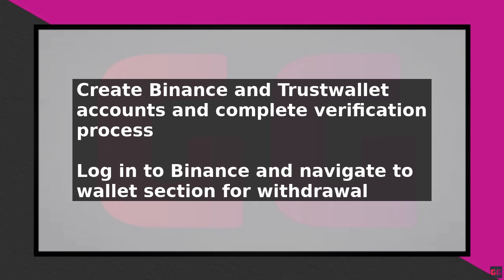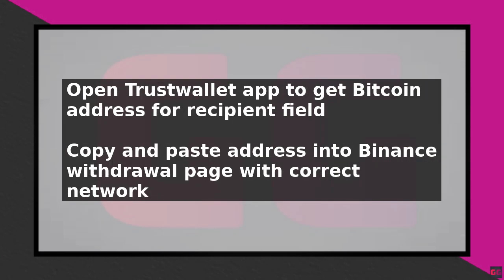Open your Binance account and log in. Then navigate to the Wallet section and click on Fiat and Spot. Find Bitcoin in the list of currencies and click on Withdraw. You will see a withdrawal page where you need to enter the recipient address, which is your Trustwallet Bitcoin address.